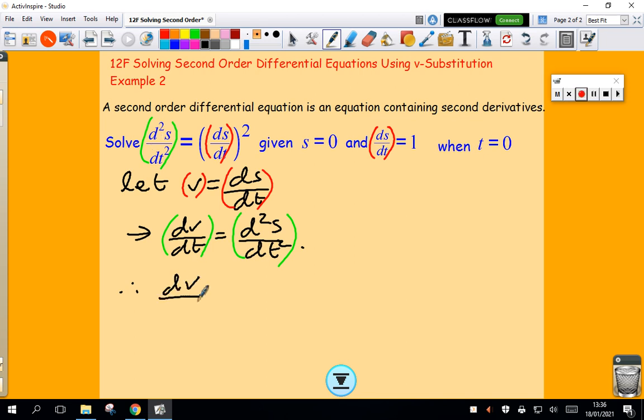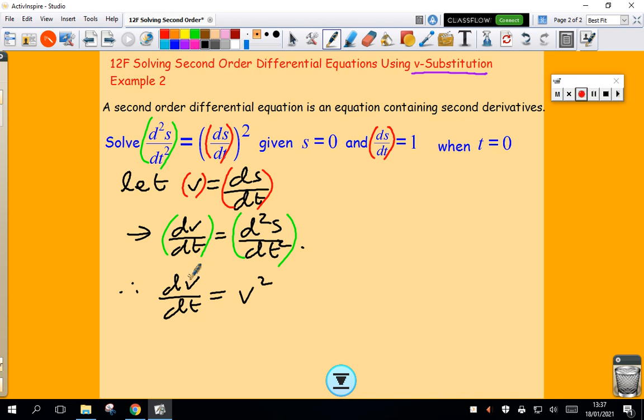So using those substitutions, d2s dt squared, which is now dv dt, is equal to the square of ds dt. Well, that's going to be v squared. So dv dt is equal to v squared. This is the beauty of using a v substitution. Notice I'm not saying a u substitution. This is a v substitution.